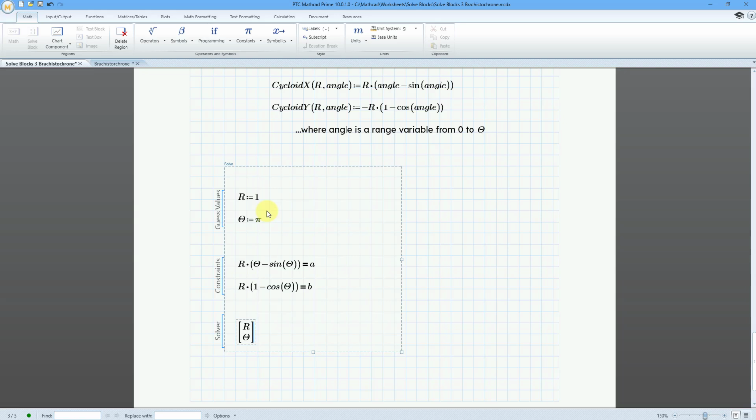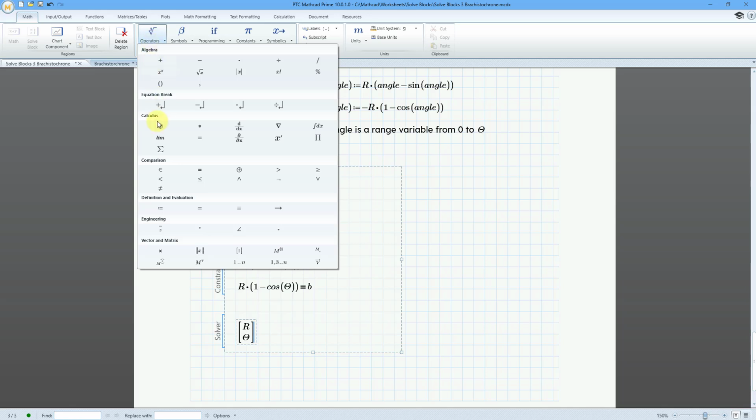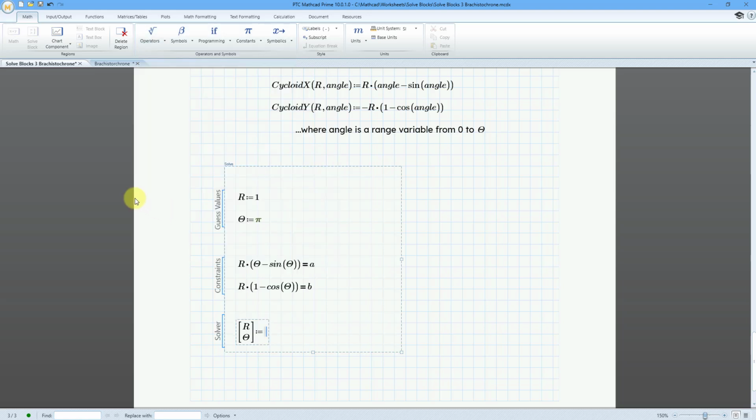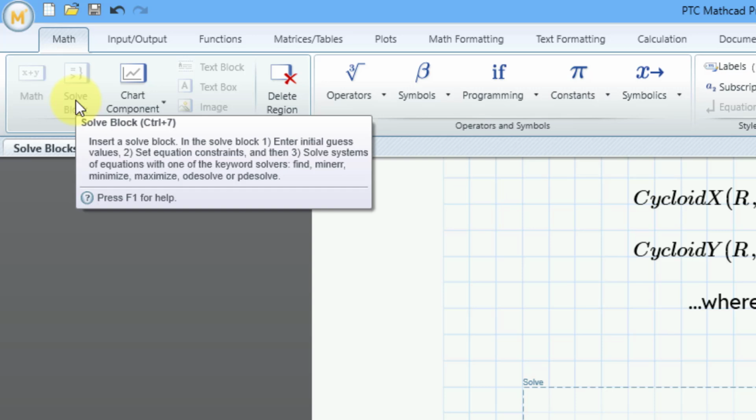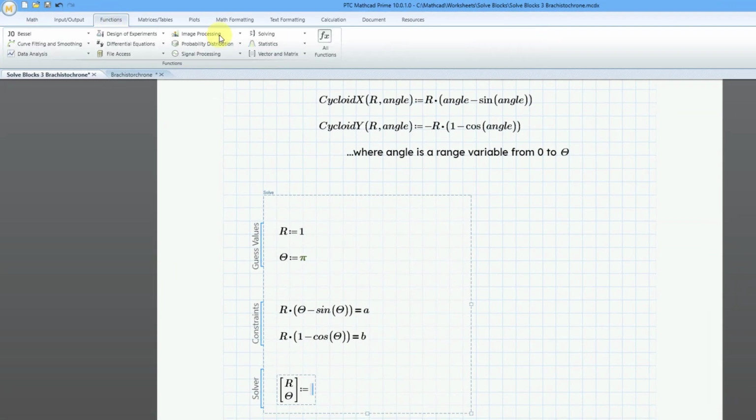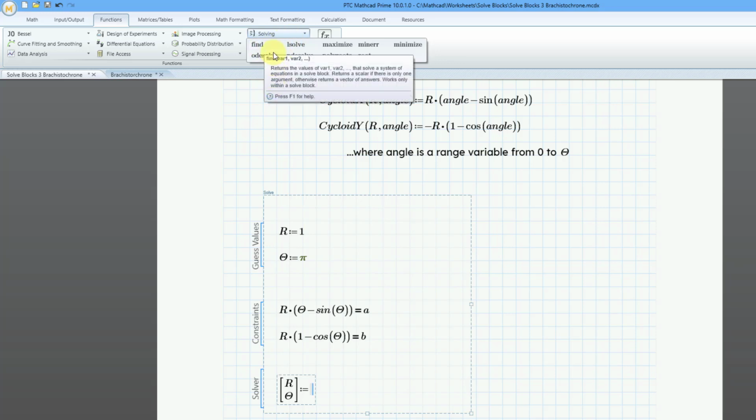And this is going to be definition equals. I can go to operators, and then here's our definition equals. It is also the keyboard shortcut of the colon key. This is going to be equal to, and we're going to use the find function. If you go to solve block, when you're able to position your mouse over it, it tells you that you will use one of the keyword solvers: find, min, error, minimize, maximize, ODE, solve, or PDE solve for your differential equations. But anyhow, let's go to our functions, and then here we have solving, and so here you can see those different functions that we can use in the solve block.